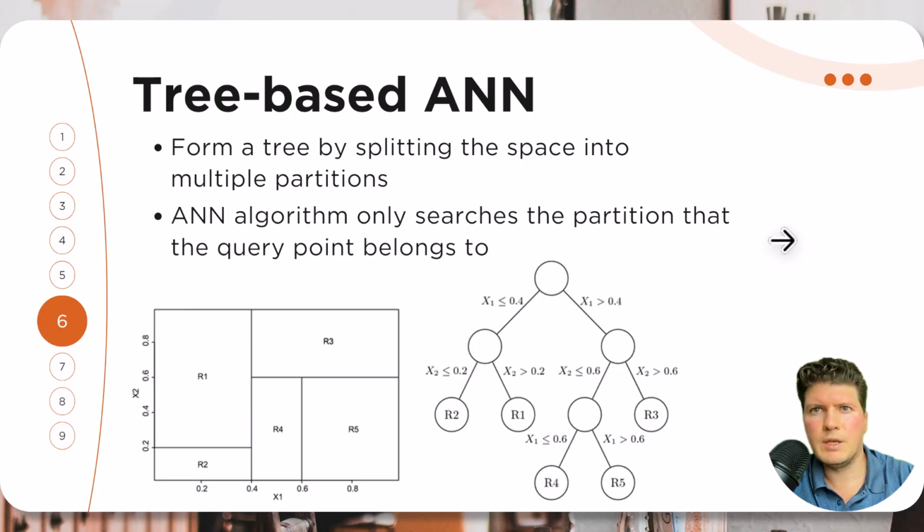In tree-based ANN, we form a tree by splitting the space into multiple partitions. Non-leaf nodes split the space into partitions, while the leaf nodes indicate a particular region in space. ANN algorithm only searches the partition that the query point belongs to. In the diagram below, we have a two-dimensional example, and if our query point falls in region 2, described by x1 less than 0.4 and x2 less than 0.2, then we only search for nearest neighbors in region 2. KD trees are commonly used to partition the space into regions.